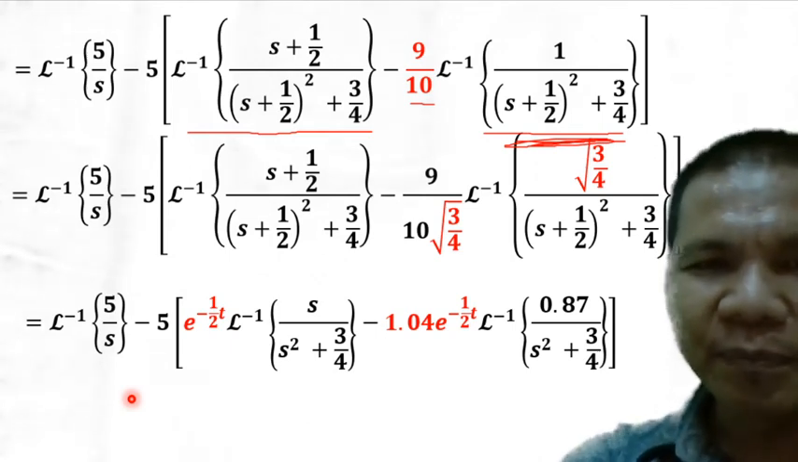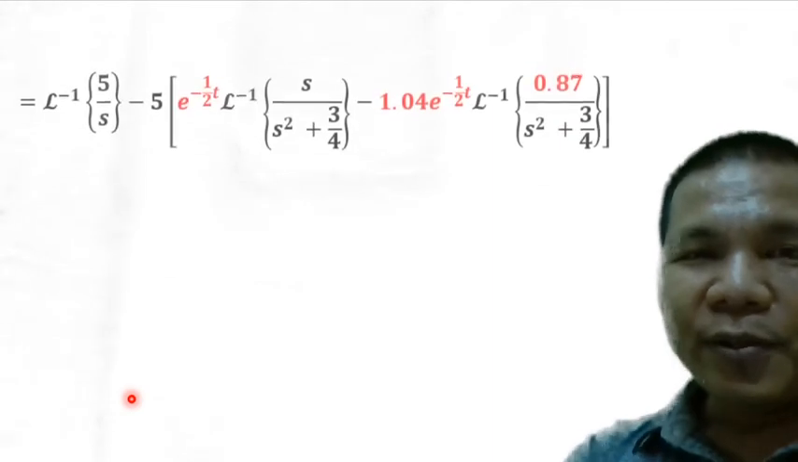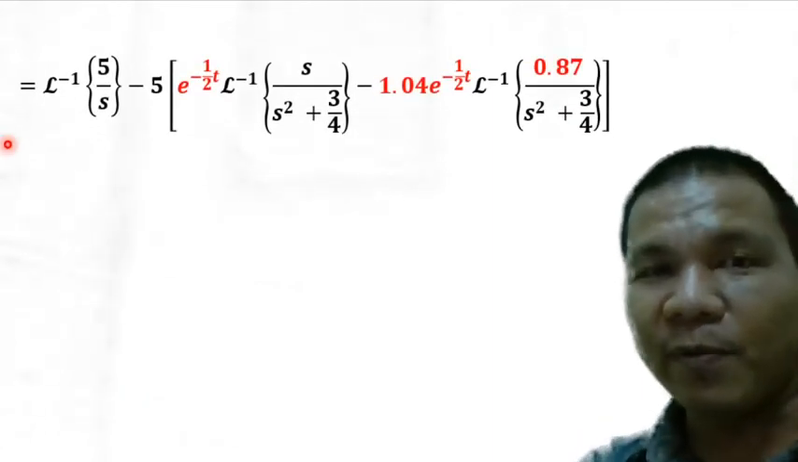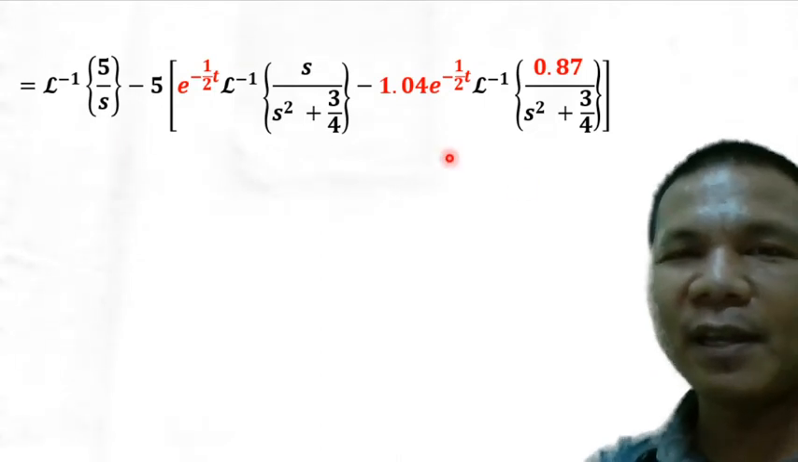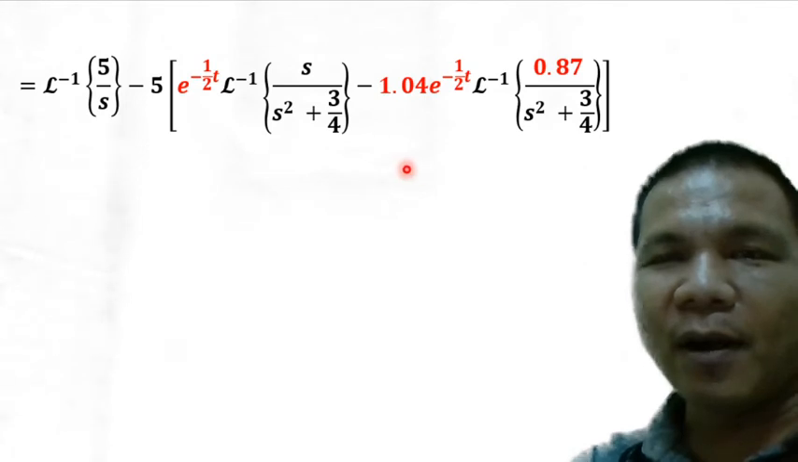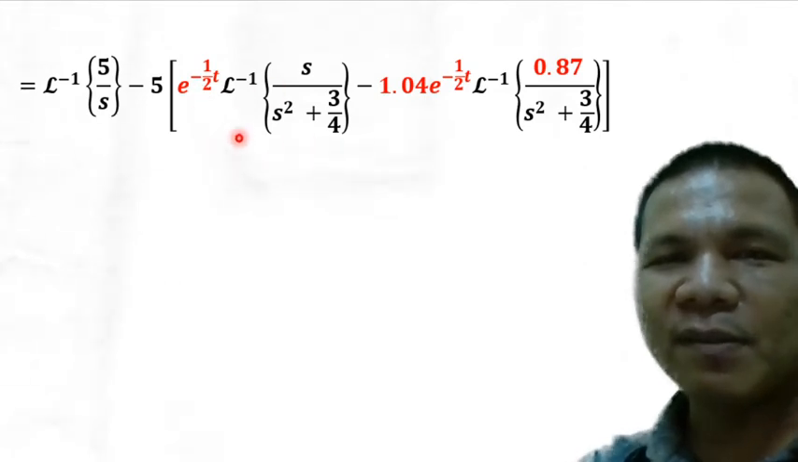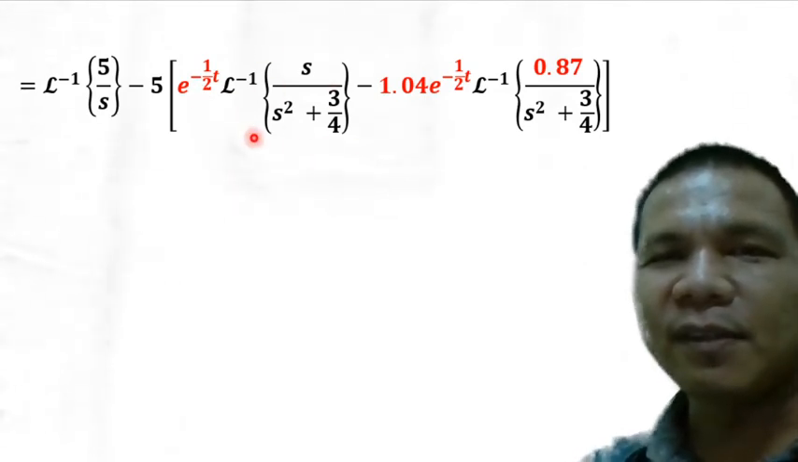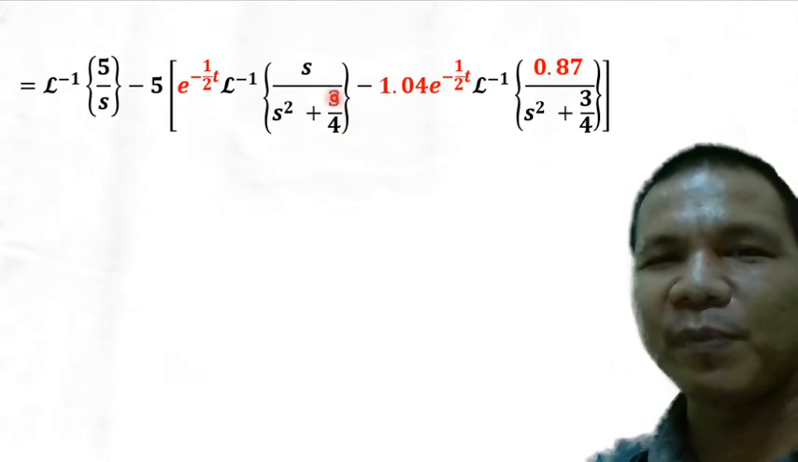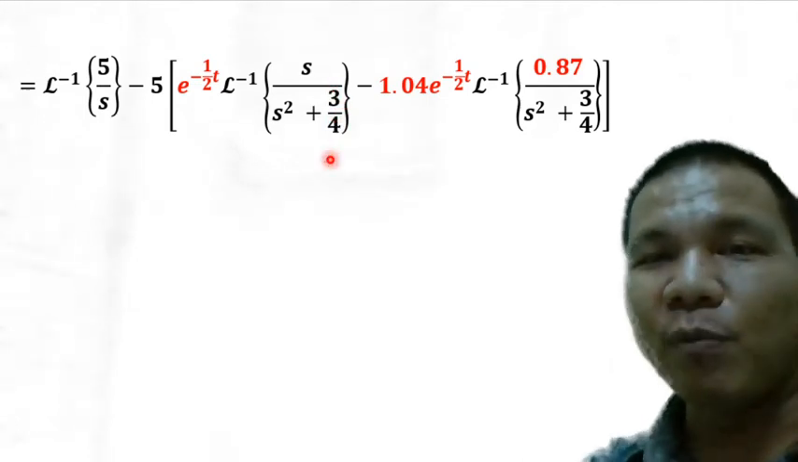Okay, let's try. In your next slide, I have rewritten the previous equation. Now our goal is to take the inverse Laplace transform of this. This is in the form of cosine. This is s all over s squared plus b squared. But in this case, your b squared is equal to 3 over 4.